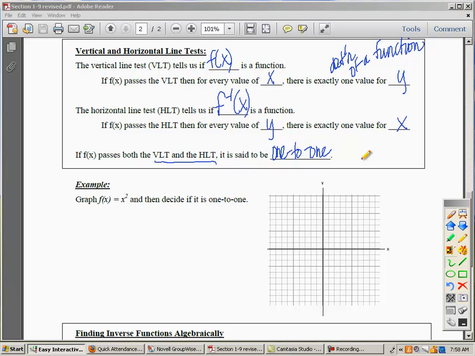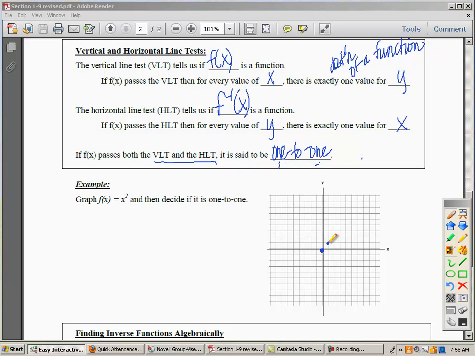What that means is every x goes to a y and every y goes to an x. That's all it's saying. So no matter what, you will only have one x and y combination. So we're going to give you an example: y equals, or f of x equals x squared.